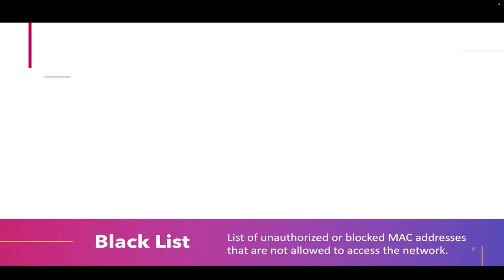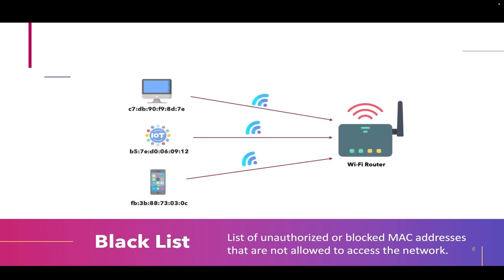Similarly, we have blacklist: a list of unauthorized or blocked MAC addresses that are not allowed to access the internet. If the MAC address of any device is present in the blacklist, it will not be able to use internet service, although the device is connected to the Wi-Fi router. Here we have three devices present in the blacklist. Now all are connected to the Wi-Fi router, but not able to connect to the internet.